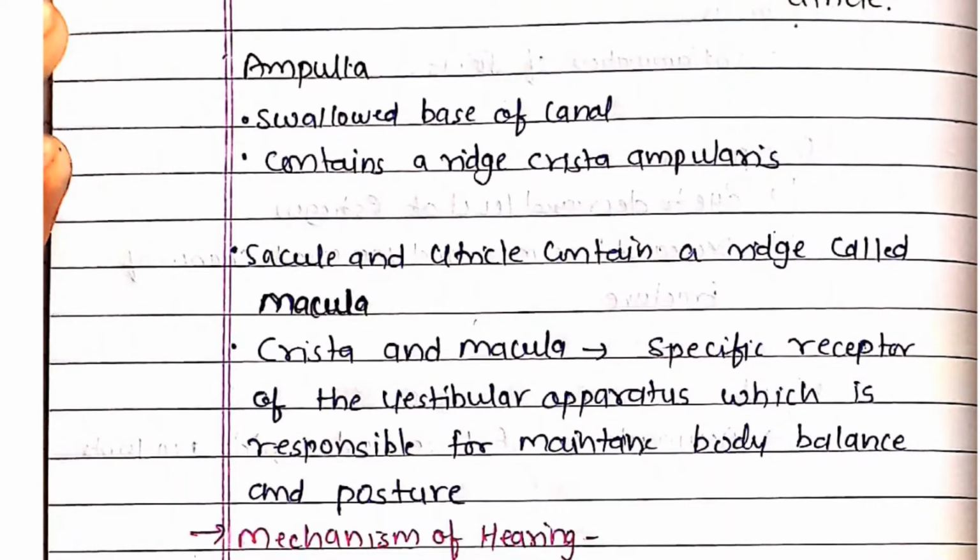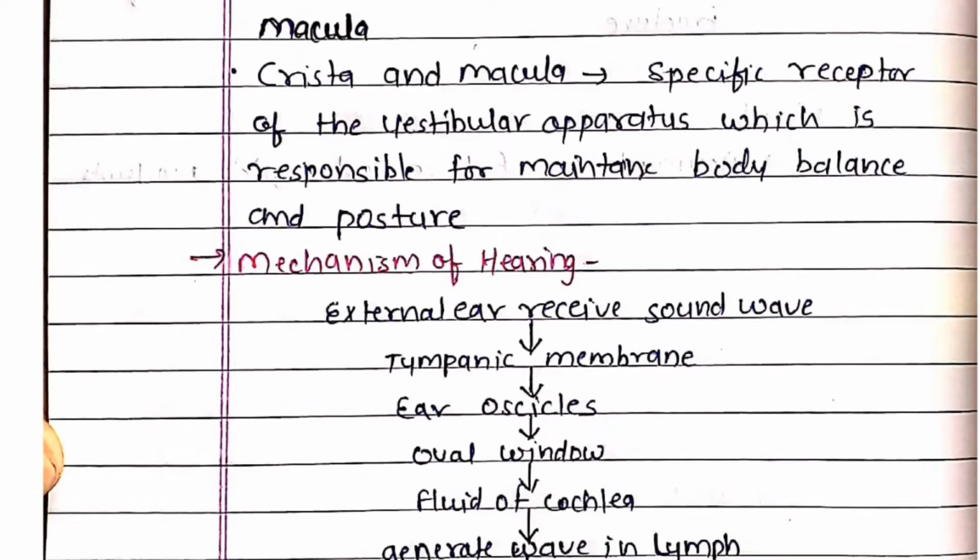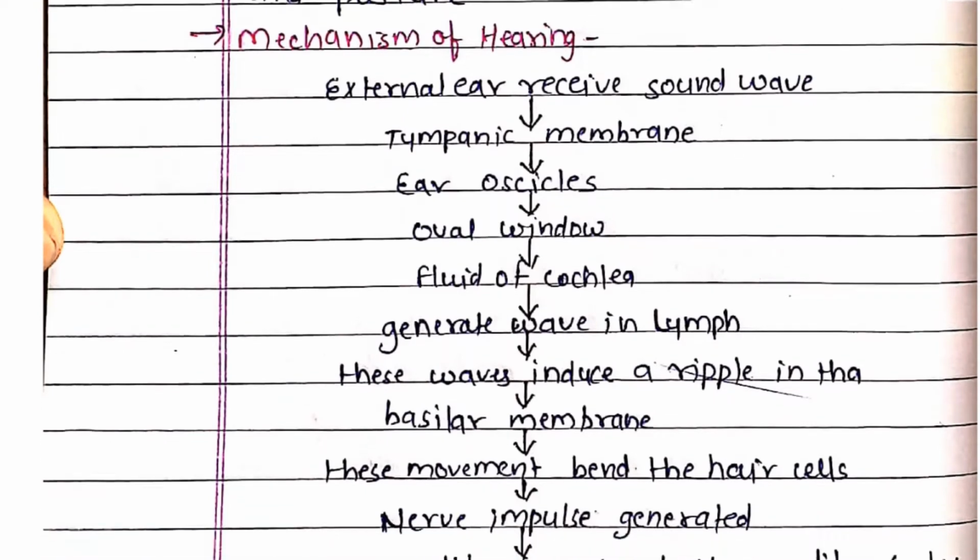Crista and macula have specific receptors of the vestibular apparatus which are responsible for maintenance of body balance and posture. Okay, so you have to remember this. Crista and macula have specific receptors of the vestibular apparatus and they are responsible for maintenance of body balance and posture. Okay, next we talk about the mechanism of hearing.